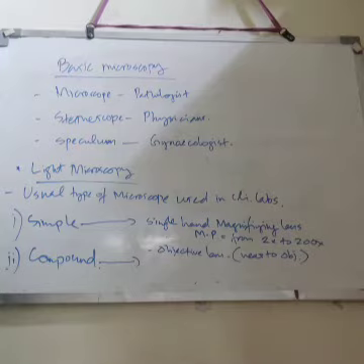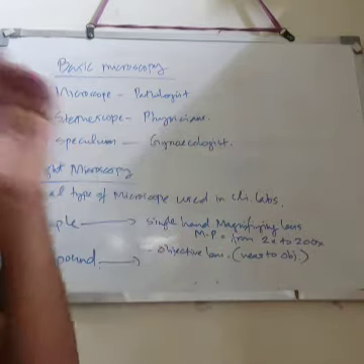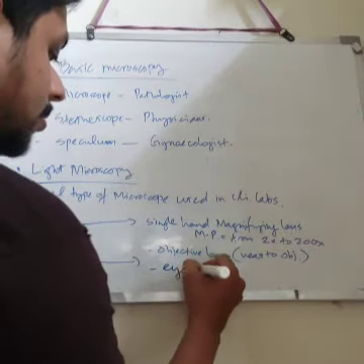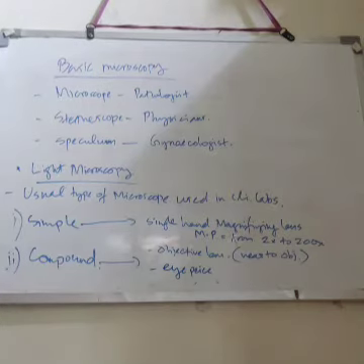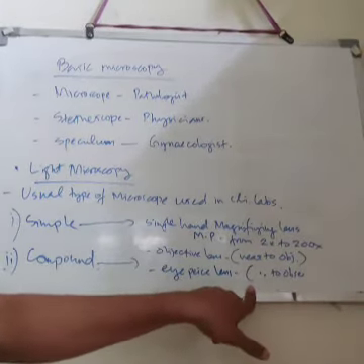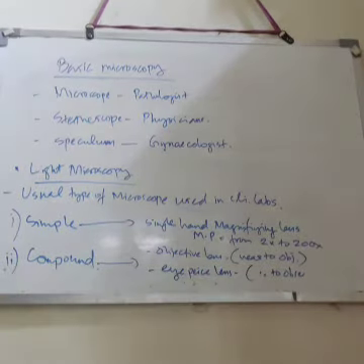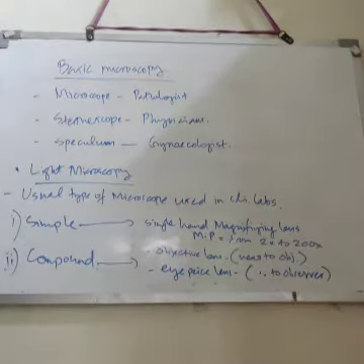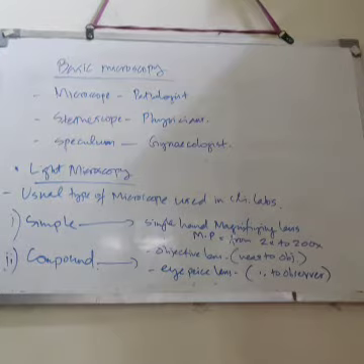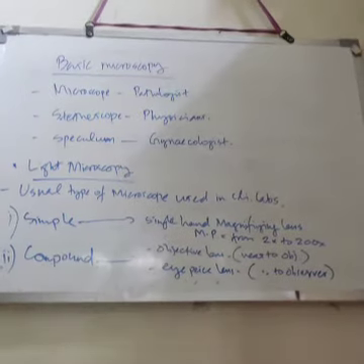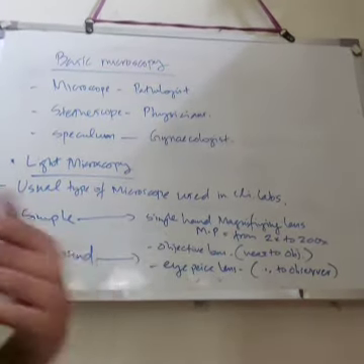And another type of lens is nearer to the observer's eyes, and that is called the eyepiece lens. The eyepiece lens is nearer to the observer's eye. And the eyepiece and objective lens have different magnifications.